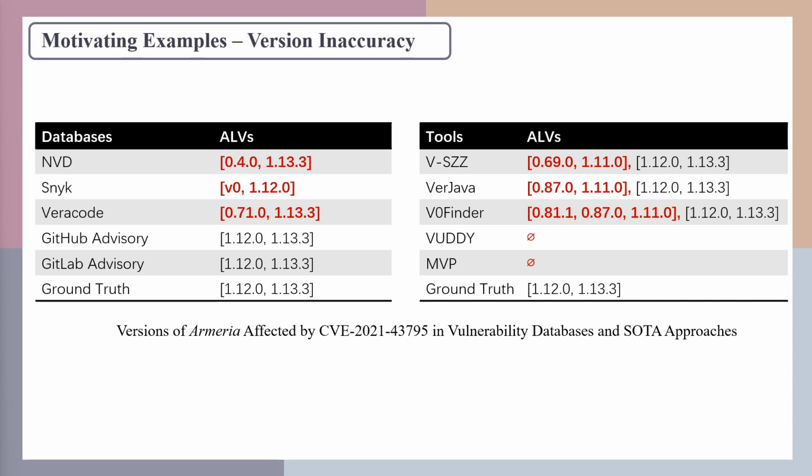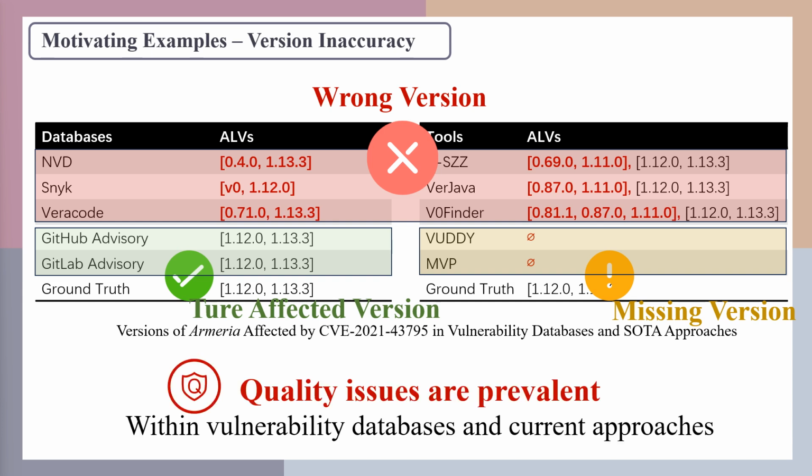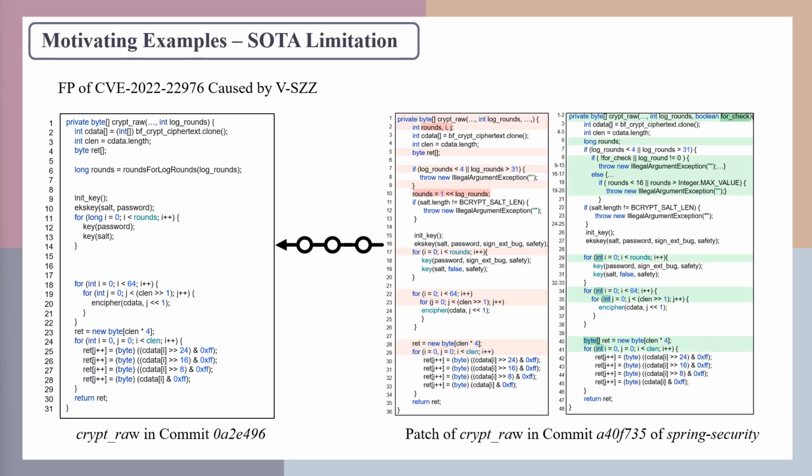We first use one vulnerability to demonstrate the quality issue of current databases and approaches. There are 5 databases and 5 related approaches. However, only GitHub and GitLab advisories reported the true affected versions. Other databases and approaches either record the wrong versions or do not detect any vulnerable versions, showing that the quality issues are prevalent. We use another CVE to demonstrate the quality issue.